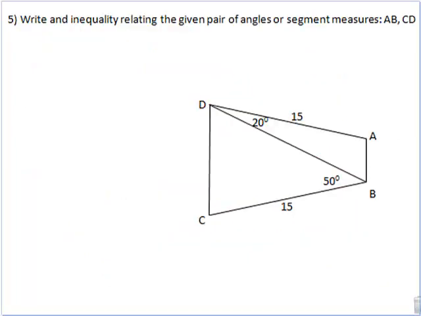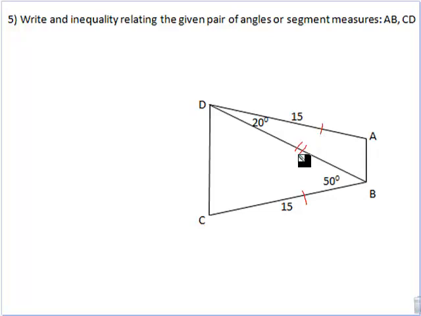Write an inequality relating the given pair of angles or segment measures. So here we're going to compare AB and CD. So we just want to compare them. In order to do that, we have to make sure we have two sides that are equal. So where are our two sides that are equal here? CB and DA. Okay, so CB and DA are both 15. And then the DB, which is shared, because it's with itself.